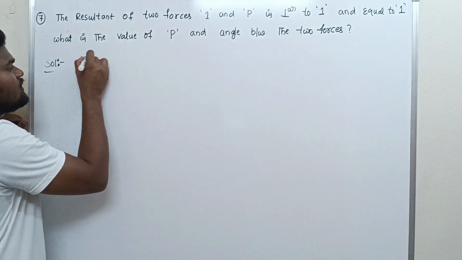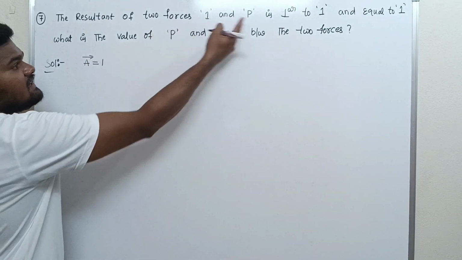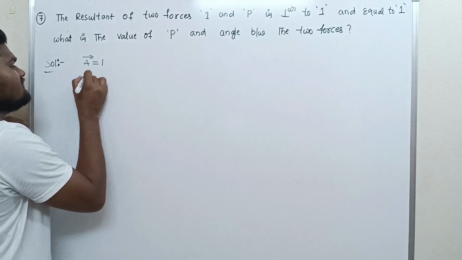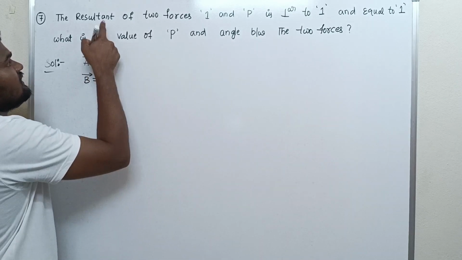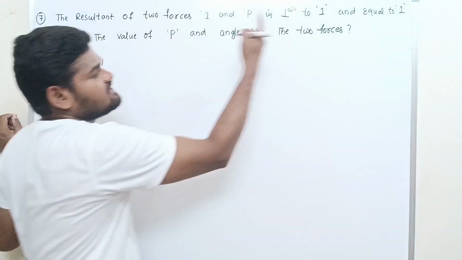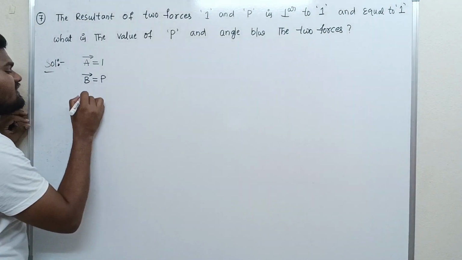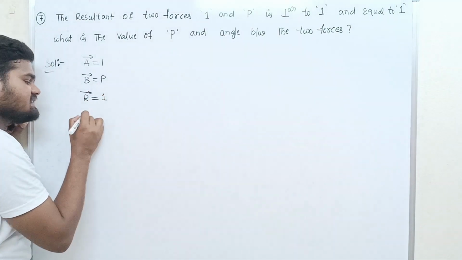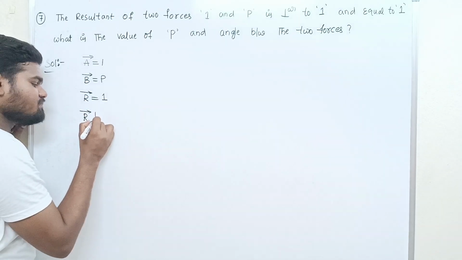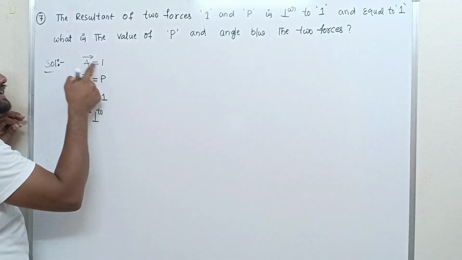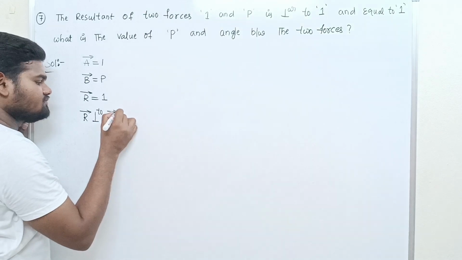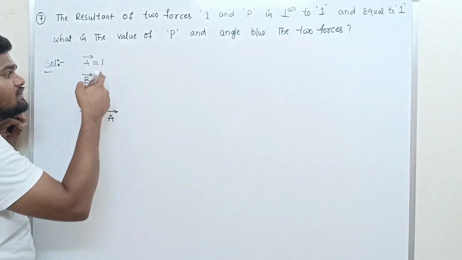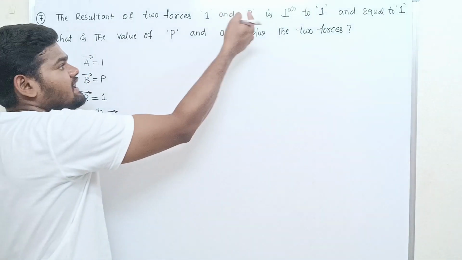So I'm taking the first force A bar equal to 1 and the second force B bar equal to P. The resultant of the two forces is equal to 1, and this resultant force is perpendicular to 1, that is, A bar. They are given two forces A bar and B bar with values 1 and P.